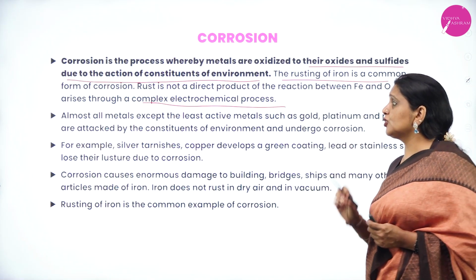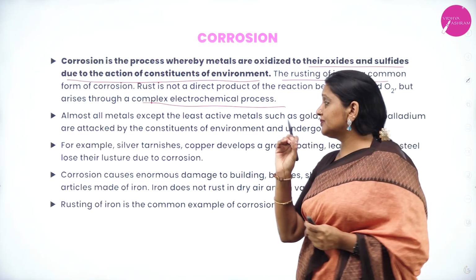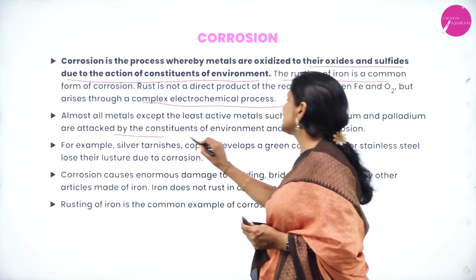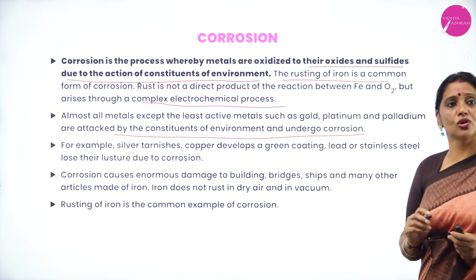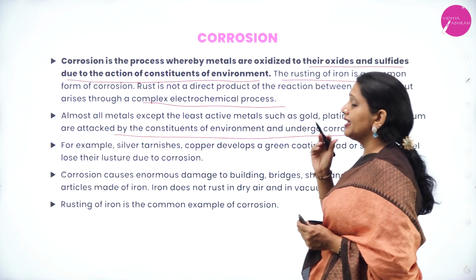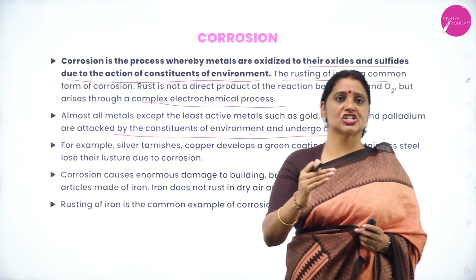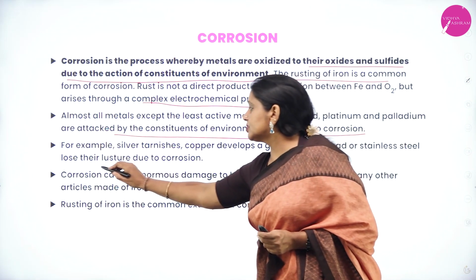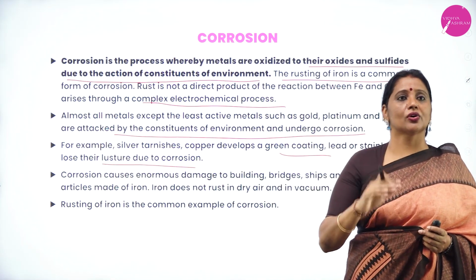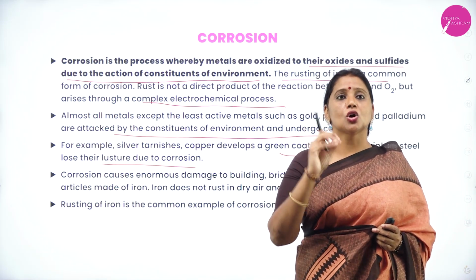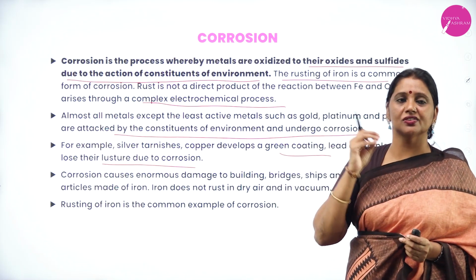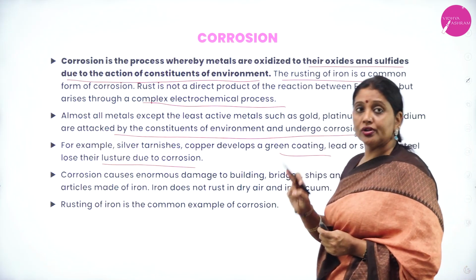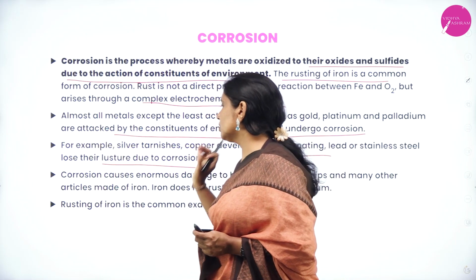The least active metals like gold and platinum do not undergo corrosion, but almost all active metals undergo corrosion by the constituents of the environment. For example, silver undergoes tarnishing, copper develops a green coating, and lead and stainless steel lose their luster due to corrosion. Silver undergoes tarnishing, on copper there is a formation of green stains on the surface, and steel as well as stainless steel and lead lose their luster during corrosion.